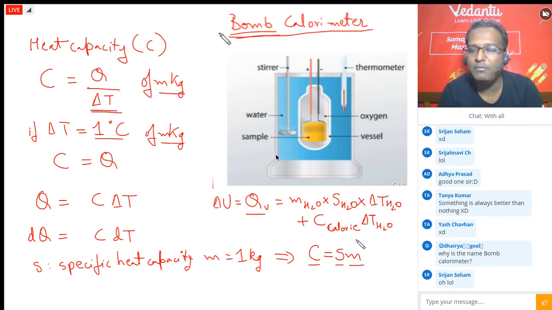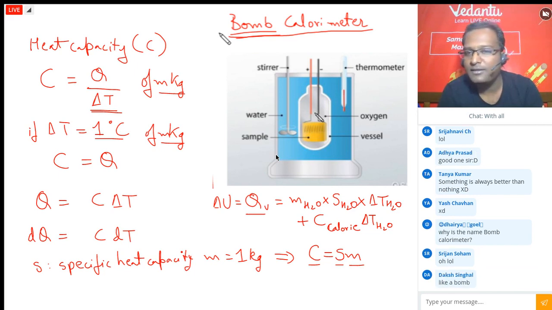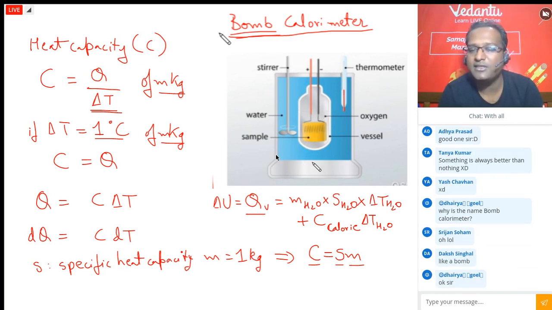Why is the name bomb calorimeter? Because pressure keeps developing inside the vessel. If pressure keeps developing inside the vessel, there's a chance it can blast away. A pressurized container is essentially a bomb.